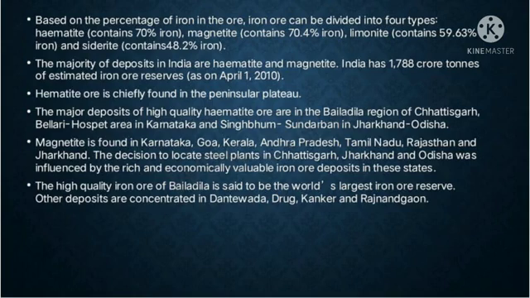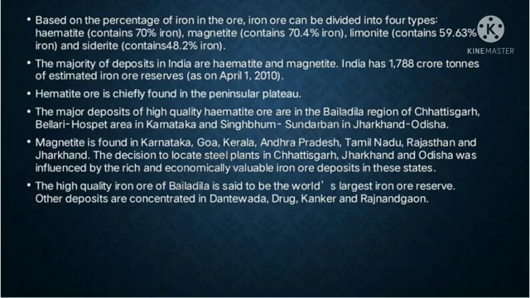Hematite ore is chiefly found in the Peninsular Plateau. The major deposits of high quality hematite ore are in the Baladila region of Chhattisgarh, Bellary Hospet area in Karnataka, and Singhbhum Sundarban in Jharkhand, Odisha. Magnetite is found in Karnataka, Goa, Kerala, Andhra Pradesh, Tamil Nadu, Rajasthan, and Jharkhand.